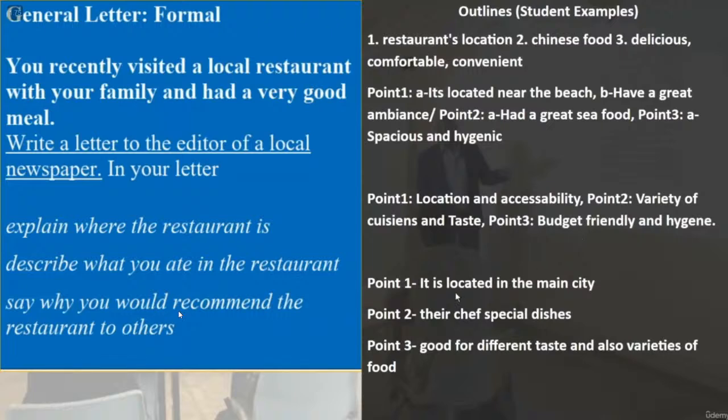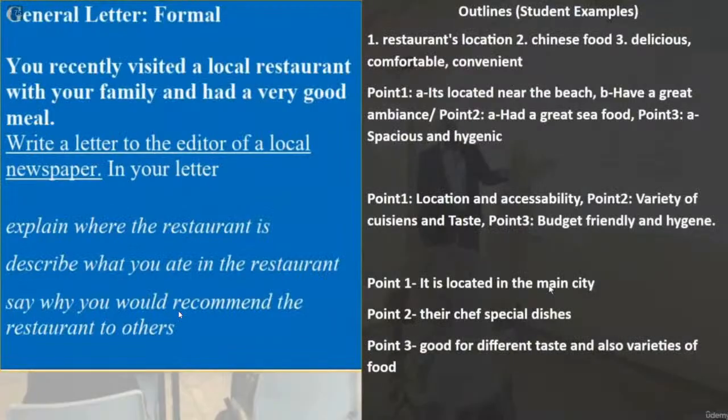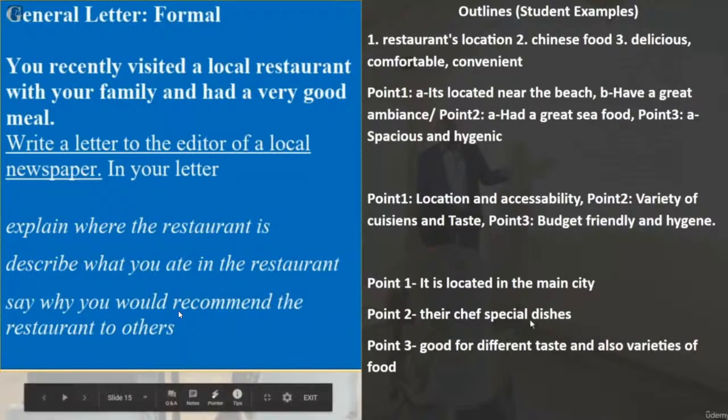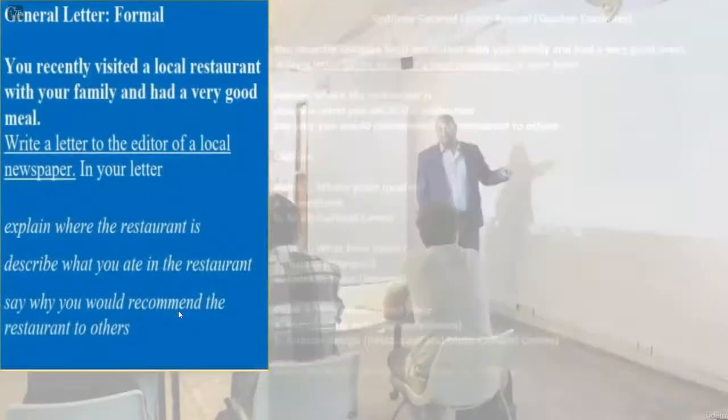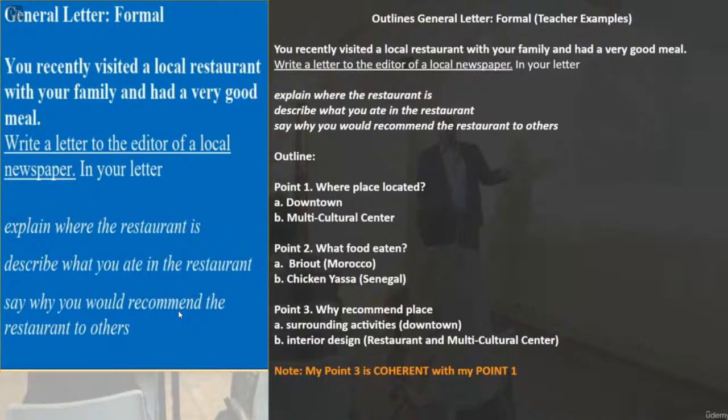That last one is specific. Point number one, located in the main city. That's okay. Keep in mind, you have to only talk about where. So you've got to have some really good details, right? If you get very, very specific in your details, you'll be okay. Chef special, you're going to have to really get descriptive with that. And the other one is fine too. All right, here's an example of my outline. You can look at my outline and you can see I'm going to talk about that.